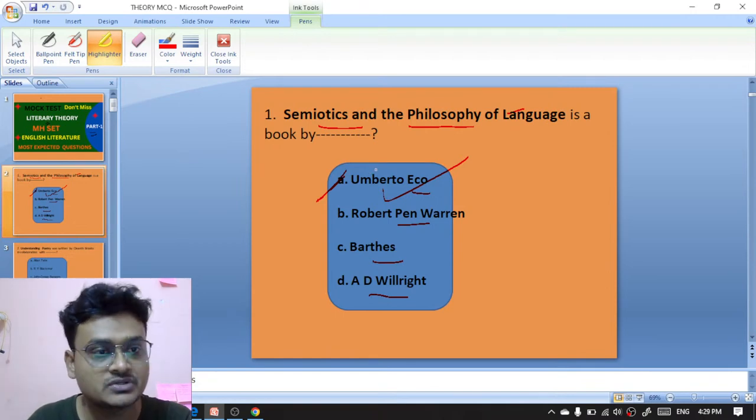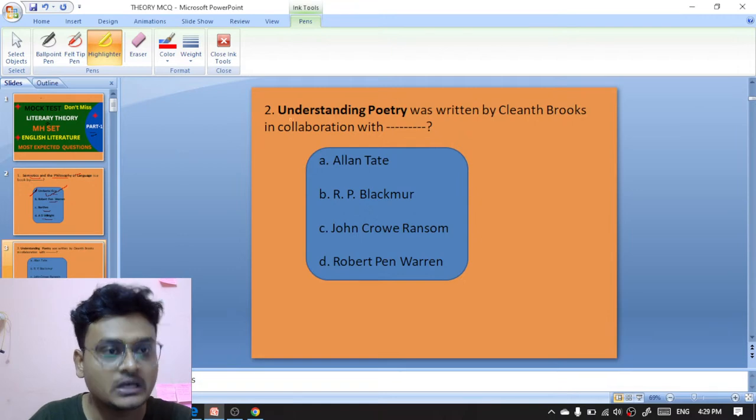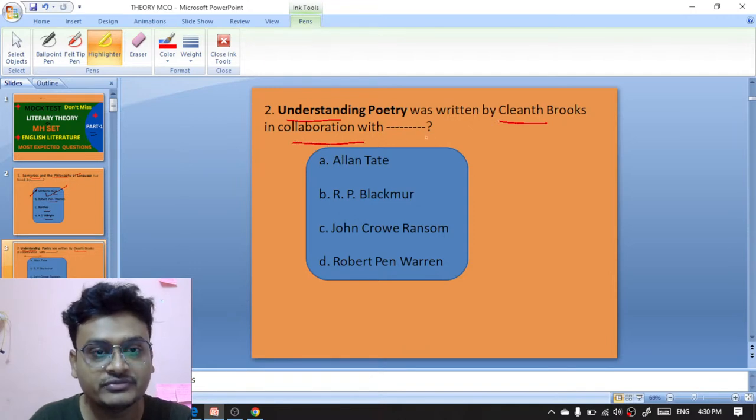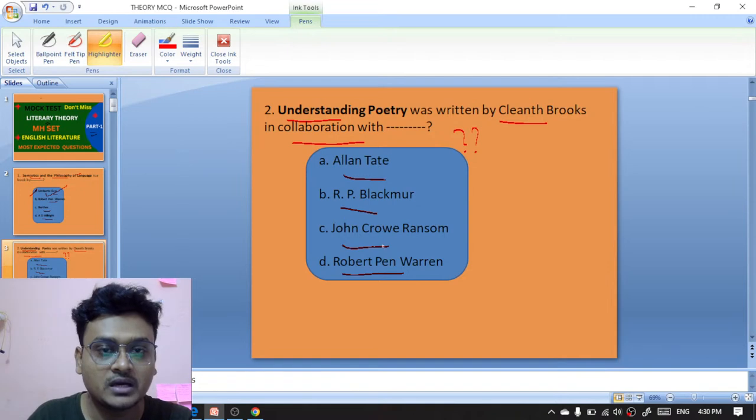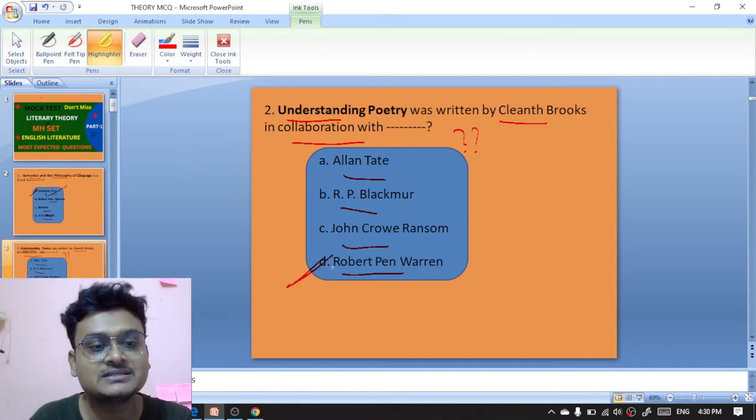Moving to question number 2, Understanding Poetry was written by Cleanth Brooks in collaboration with which writer? So this work, Understanding Poetry, was written in collaboration, by Cleanth Brooks and one other writer. You will have to identify that writer. Your options are Allen Tate, R.P. Blackmur, John Crowe Ransom, Robert Penn Warren. So Understanding Poetry was written by Cleanth Brooks together with Robert Penn Warren. That is, D is the right option. So Cleanth Brooks and Robert Penn Warren had written Understanding Poetry.